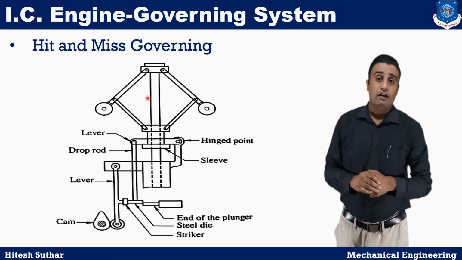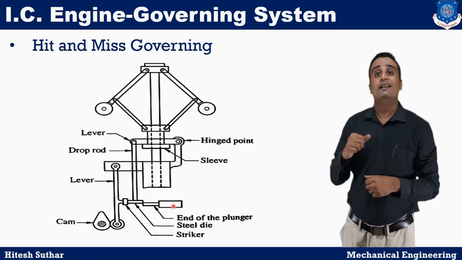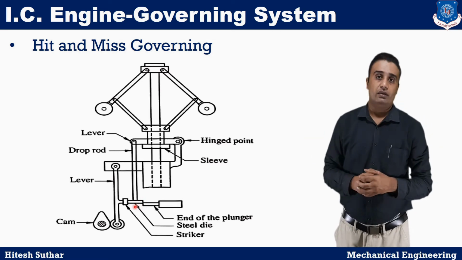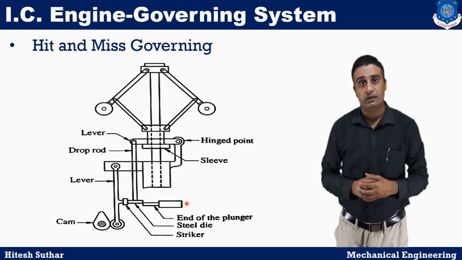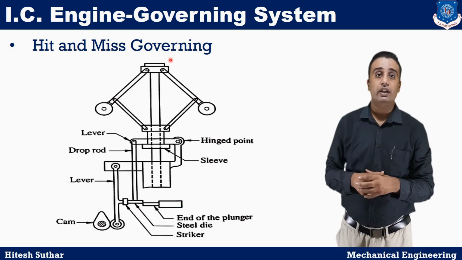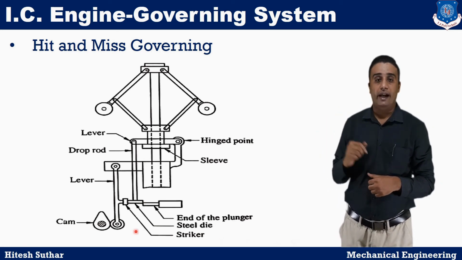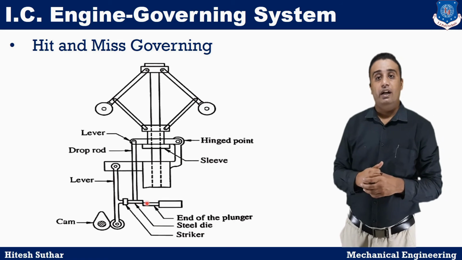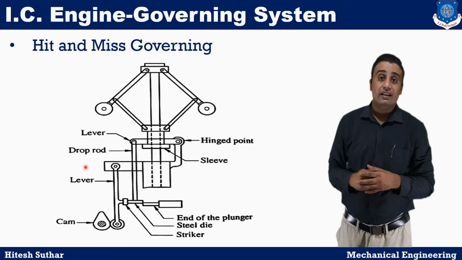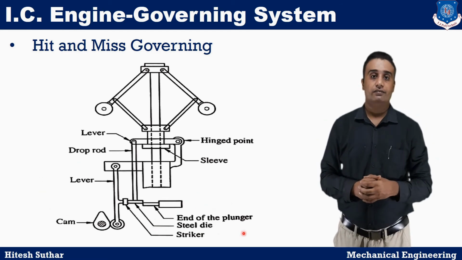So what happens when the cam rotates? This lever will be on the right side, but at this point of the lever the striker is not able to strike the plunger. So the plunger is not operated. But when these are in equilibrium condition, as our figure shows, the cam is rotated and the striker strikes the plunger, and this plunger operates the fuel pump. So when the steel die strikes the plunger of the fuel pump, this cycle is known as a hitting cycle.